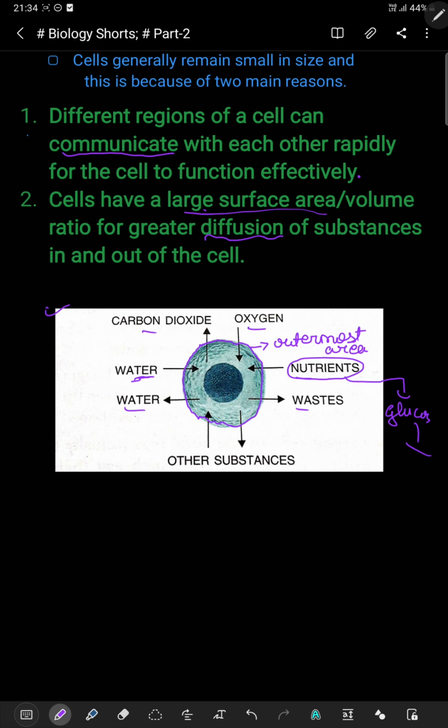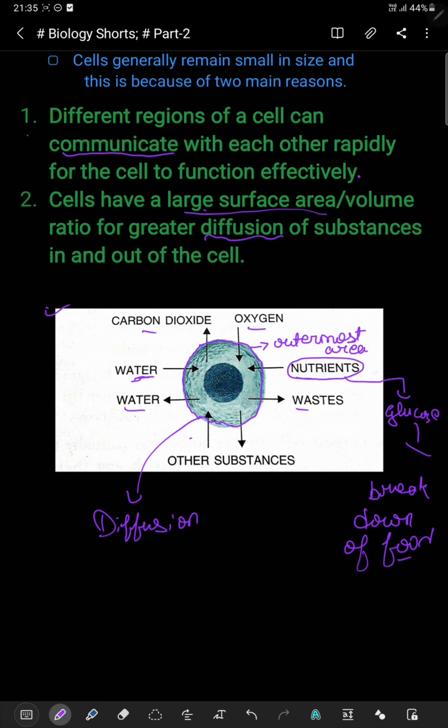Glucose here means the breakdown of food. What we eat breaks down and forms glucose, and from that glucose the nutrients are taken by the cell. So when water, nutrients and oxygen enter the cell, some process happens due to which water, carbon dioxide and waste materials get out of the cell, and that is how the diffusion, or the permeability of the cell, is tested. And there are some other substances. Now this is about a cell, and in animal cells and plant cells there are different things.